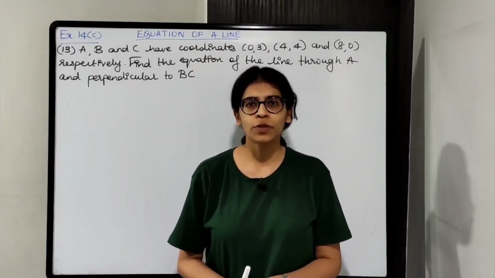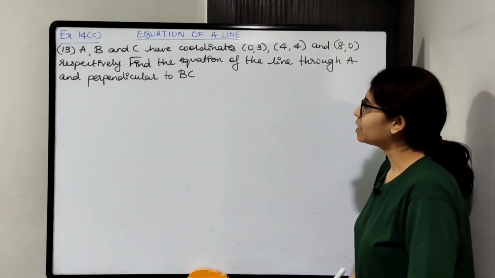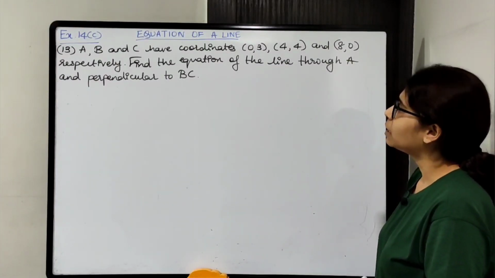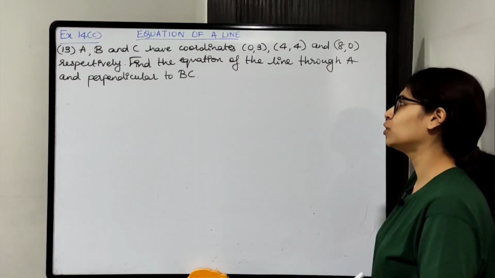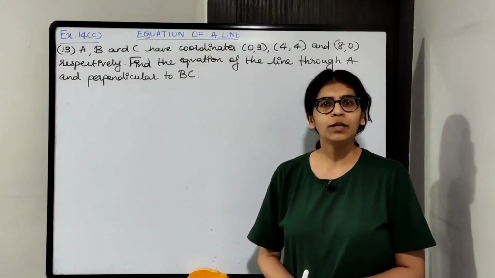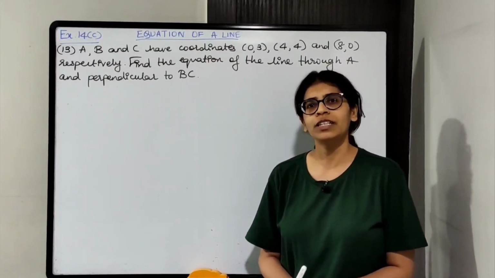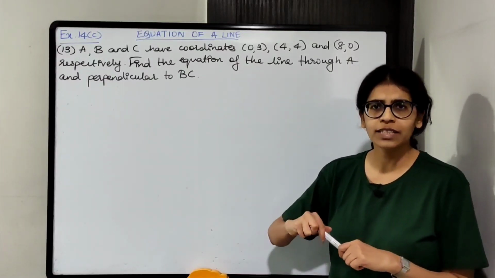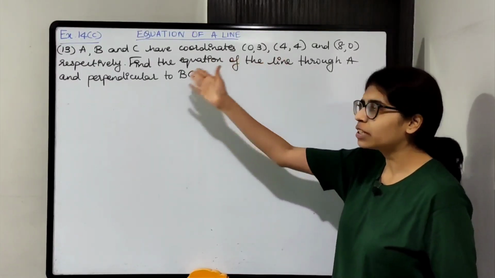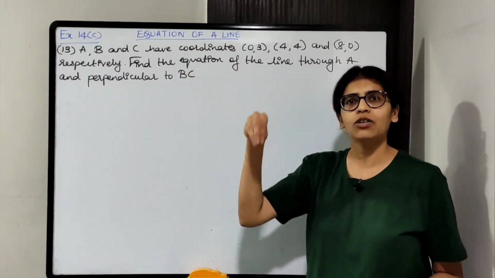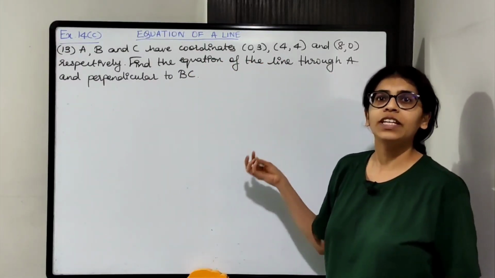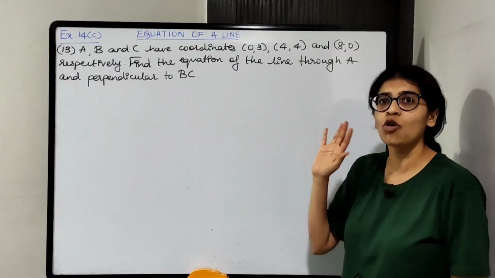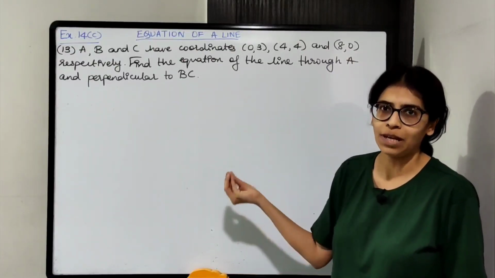Let's read the next question, question number 13. A, B and C have coordinates 0, 3, 4, 4 and 8, 0 respectively. Find the equation of the line through A and perpendicular to BC. There are 3 points A, B and C and the coordinates of the 3 points are given. So these 3 points are non-collinear, that is ek line pe nahi hai, because it is not given anywhere over here that they are lying on the same line. Okay, in fact we are drawing a perpendicular from one point to the other side. So these 3 points are non-collinear, that is they are not lying on the same line.